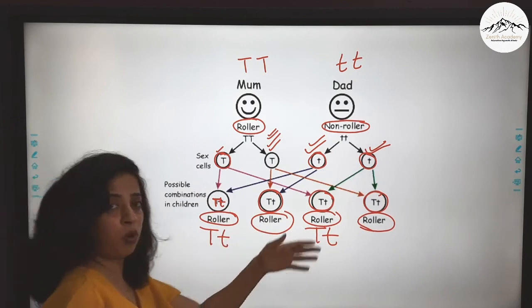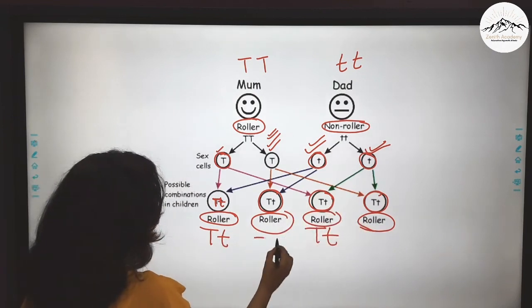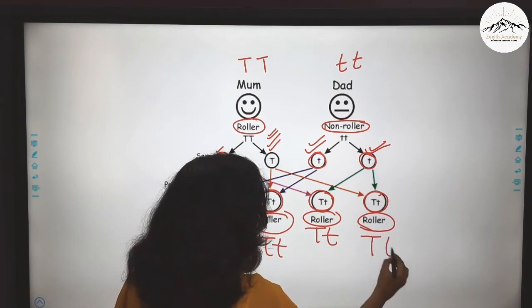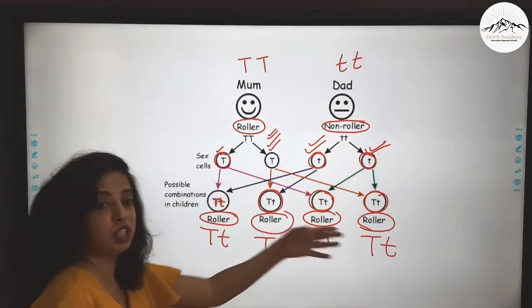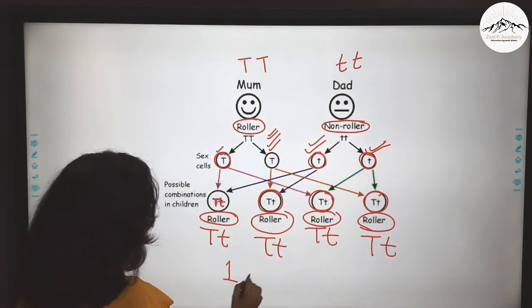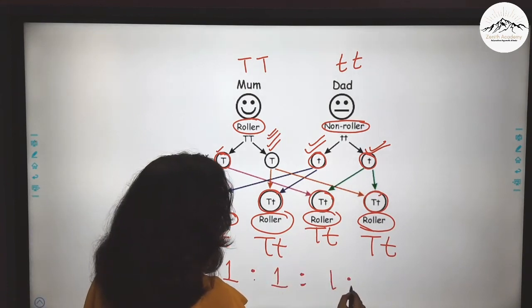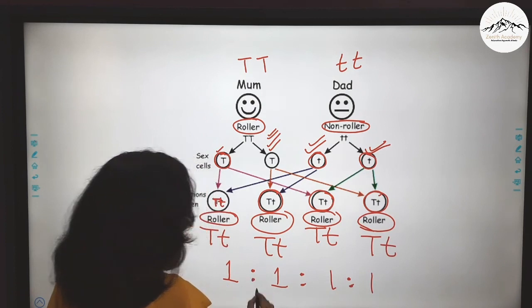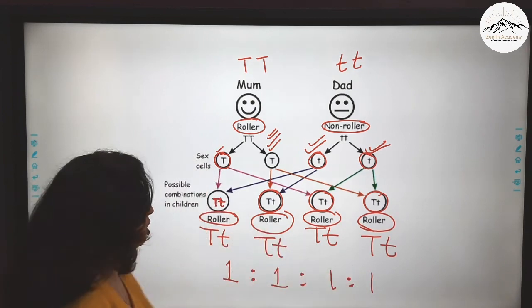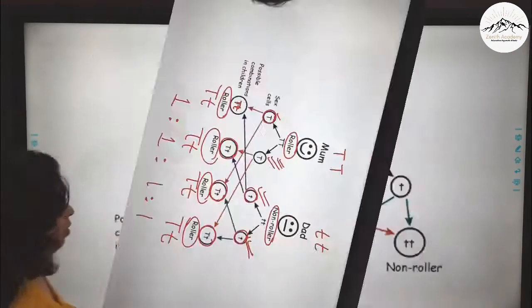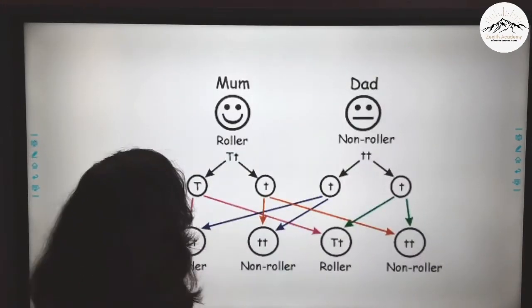So all the four possibilities are of roller, and all of them are showing which genotype? The same genotype. So the ratio of genotype is 1:1:1:1. Also the phenotype is of the same ratio, because all of them are rollers. All of them are expressing the same gene. Now in the same example we are taking another case.